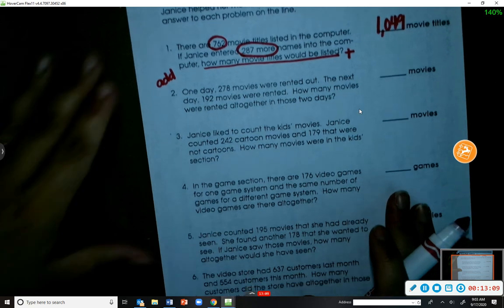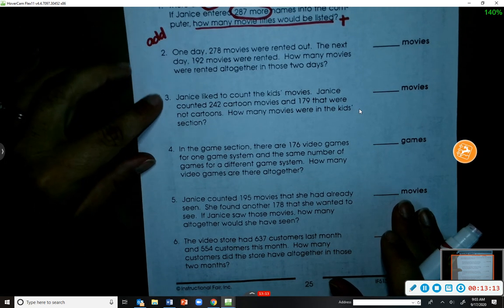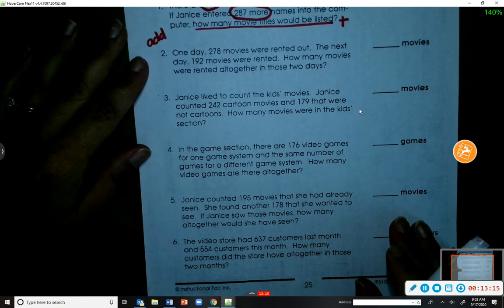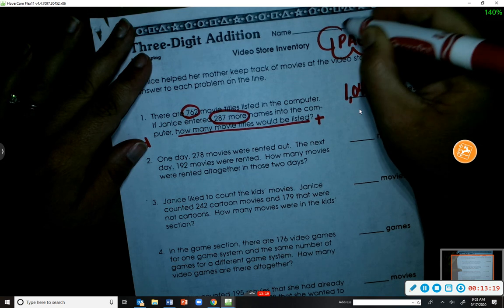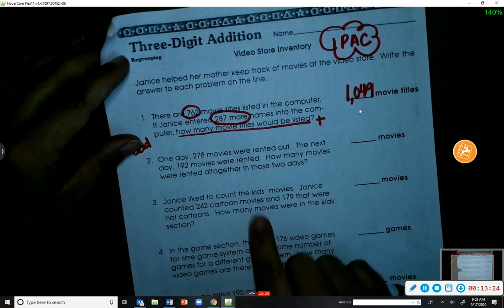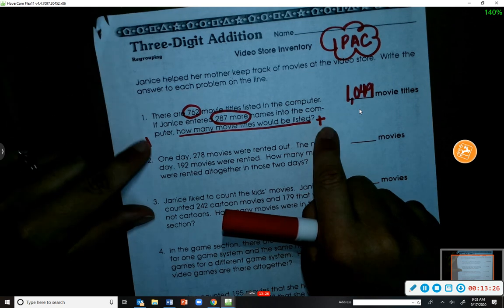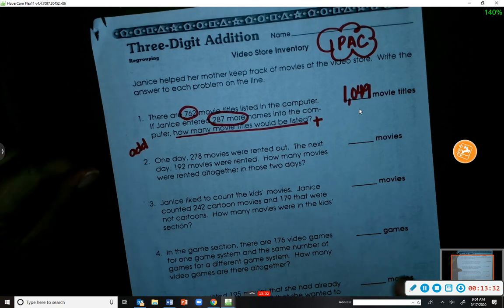Okay, so now I want you to go ahead and go through these problems 2, 3, 4, 5, and 6 and show me your IPAC strategies. Underline important information like I did here. Circle the numbers that you need. Make a plan. So quickly write down what you're having to do. I'm going to just add. So I put the symbol, or you can write the word.